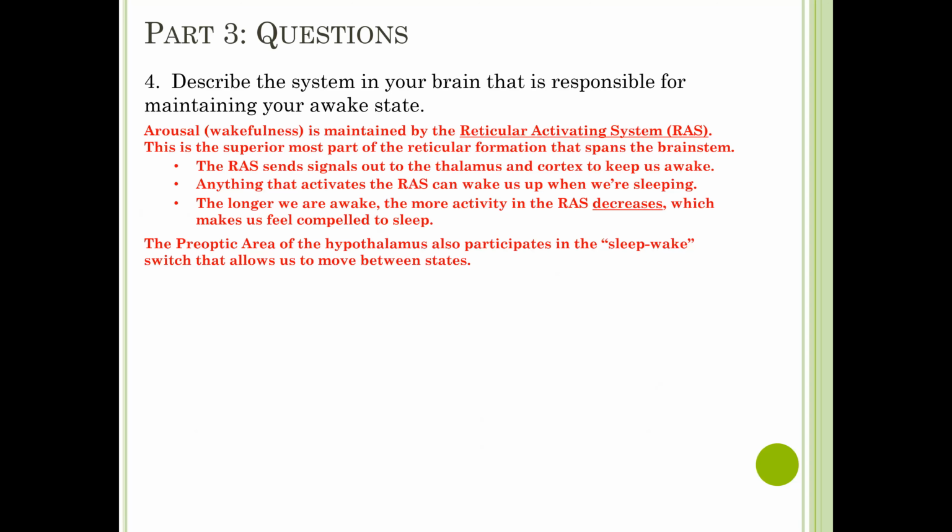And as I also mentioned in the lecture, the preoptic area of the hypothalamus also participates in the sleep-wake switch that allows us to move between states. So when the reticular activating system and other arousal systems are on, the preoptic area is off, and vice versa. When the preoptic area is on, the RAS is off.